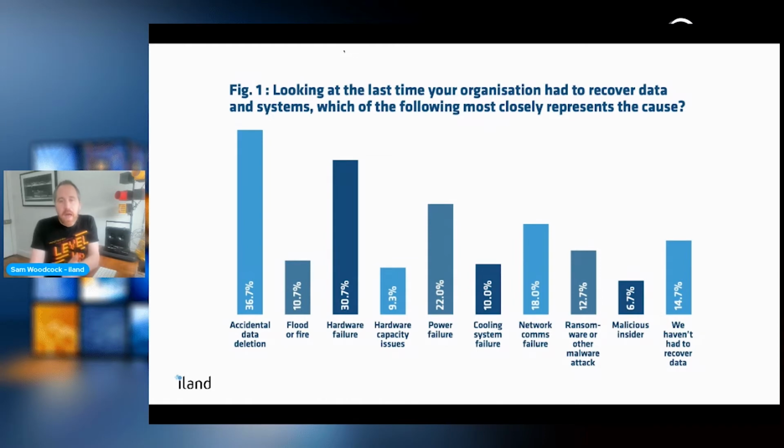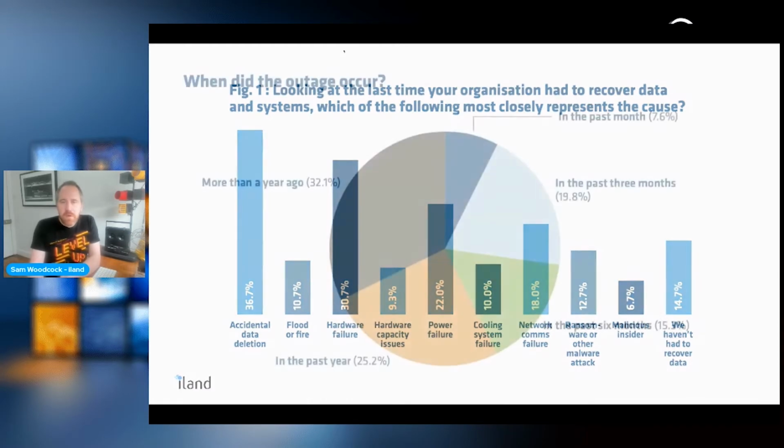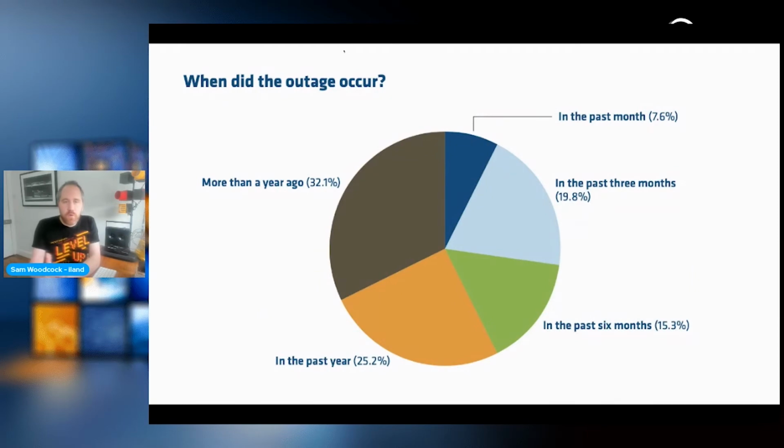And you may be asking, well, how frequently do these things happen? Maybe it's once in a blue moon. And actually, I thought it's pretty interesting when we asked the question, when did the outage occur to a lot of the businesses? Only 32% said more than a year ago. And the majority were actually in the last year, and some in the past 3 months as well. You can see nearly 20% of folks in the past 3 months had suffered one of these outages.